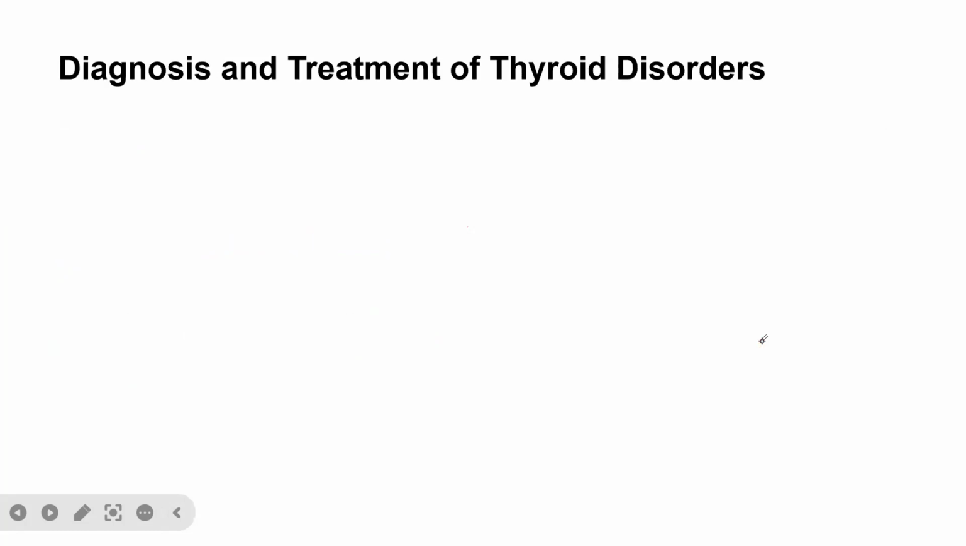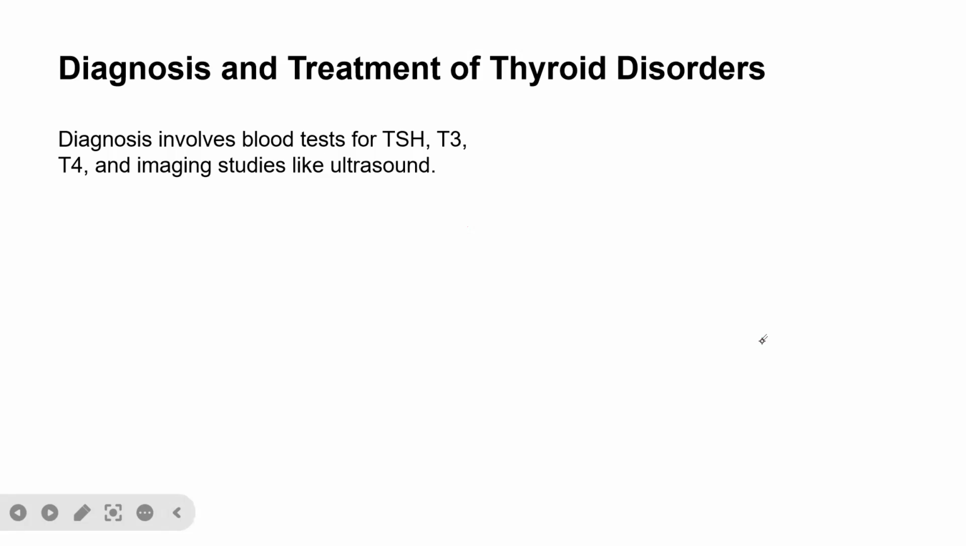So what are the diagnosis and treatment of thyroid disorders? Diagnosis involves blood tests for thyroid stimulating hormone, T3 and T4, and imaging studies like ultrasound. So you can use a blood test to assay the concentration of T3, T4, and thyroid stimulating hormone. And from there, you will have an idea whether the concentration is low, high, or within the normal range. So when it is below, it is hypothyroidism. When it is above, it is hyperthyroidism. And you can also use ultrasound to take an image of the thyroid.